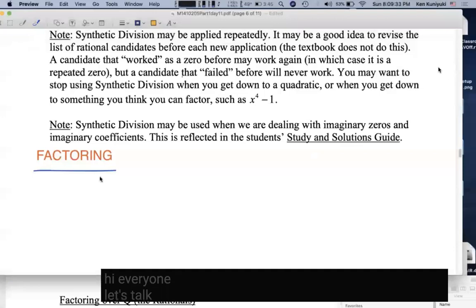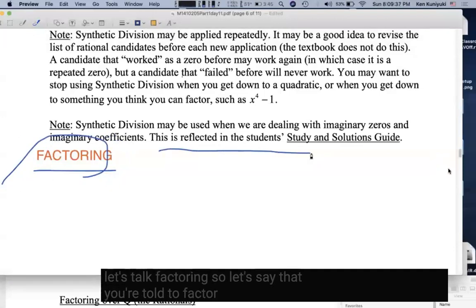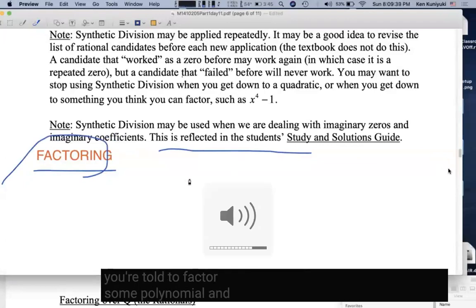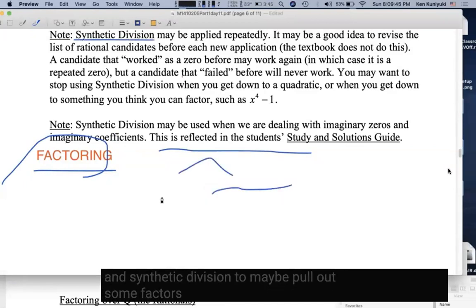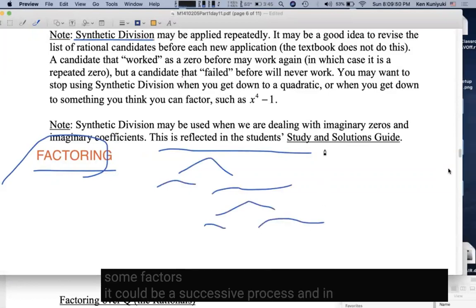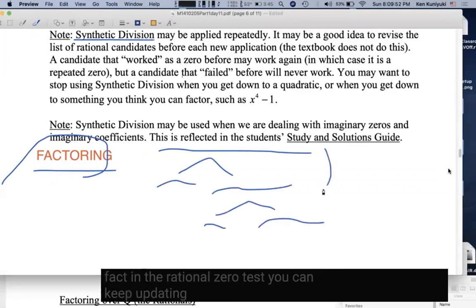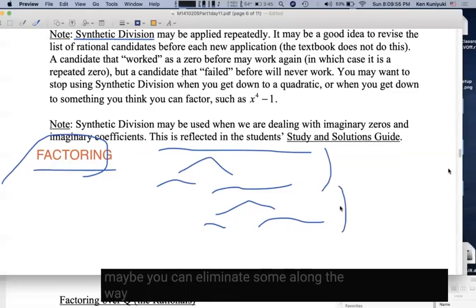Hi, everyone. Let's talk factoring. So let's say that you're told to factor some polynomial, and you could use the rational zero test and synthetic division to maybe pull out some factors. It could be a successive process. And in fact, in the rational zero test, you can keep updating the list of candidates. Maybe you can eliminate some along the way.